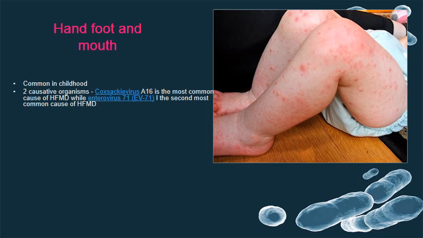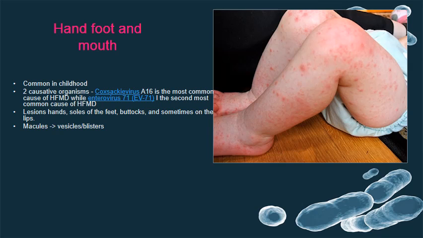Classically, and this is where it gets its name, the lesions will be on the hands, the soles of the feet, and in the mouth. More often than not, the lesions actually come up the buttocks and the back of the legs, and that's often where it's worst, around the nappy area. Sometimes all you see is a couple of small red spots on the hands, so often it's not that easy to diagnose. It's a benign illness, very, very rarely causing any problems.